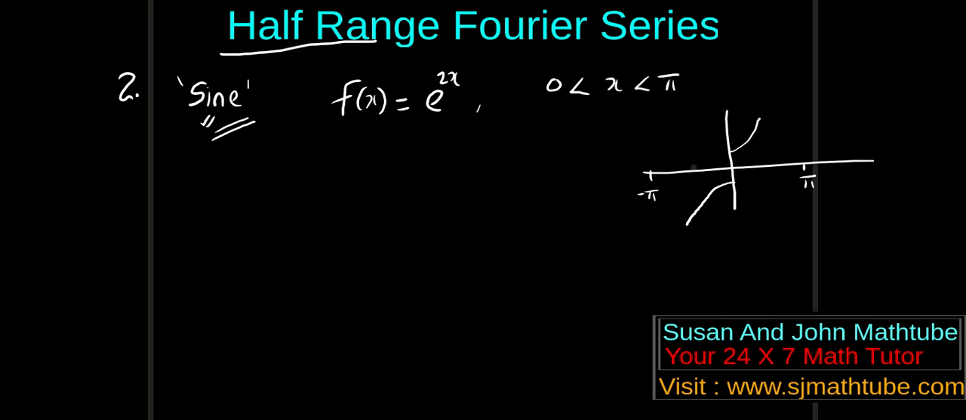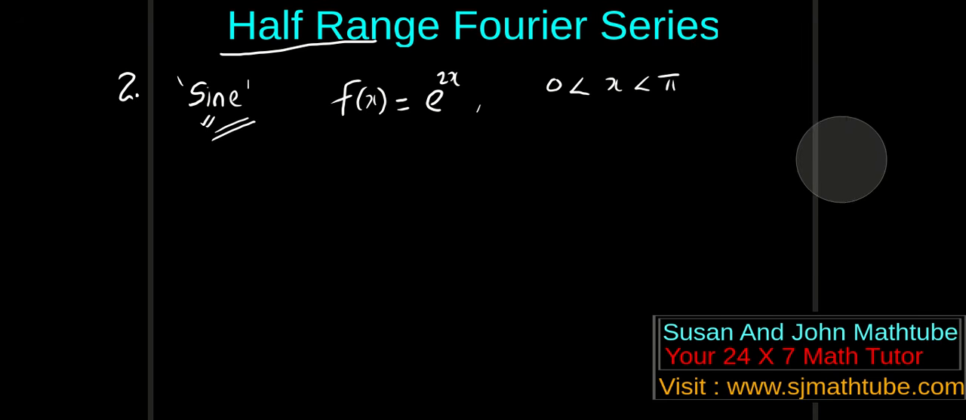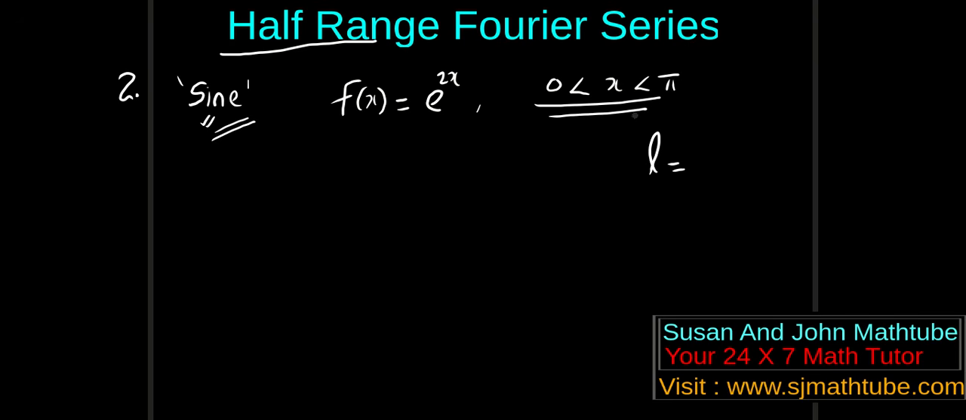Anyway, if you are not interested in the logic part, I'll give you the shortcut. First thing, it is half range. So L will be the length of the given interval, not 2L but L. I'll repeat, half range. So L will be the length of the given interval. So L is equal to pi.